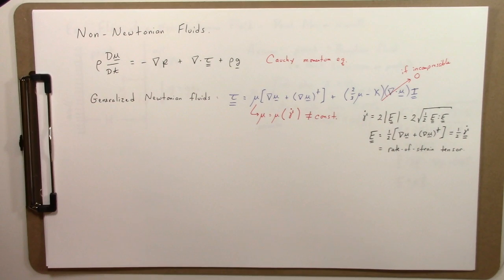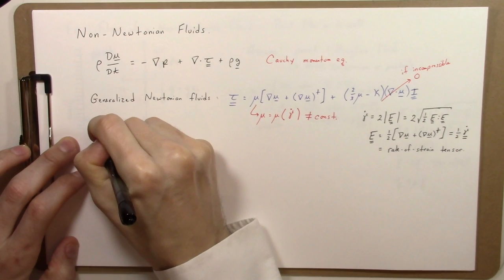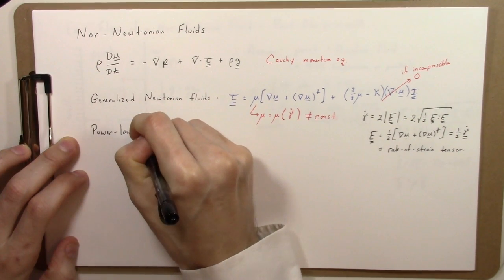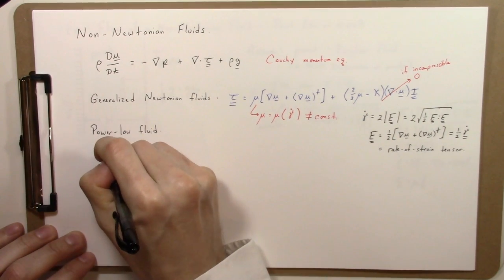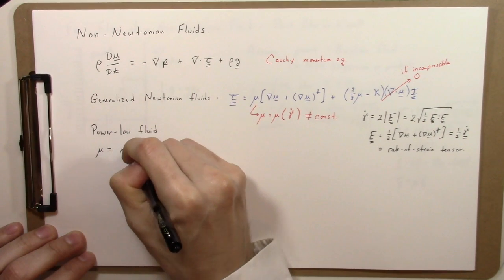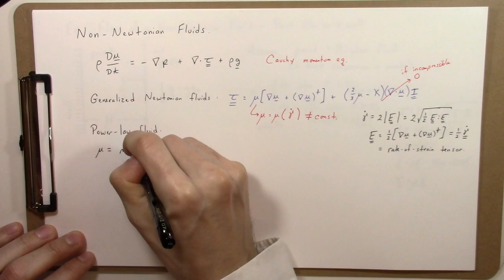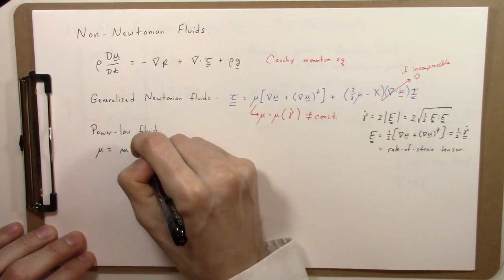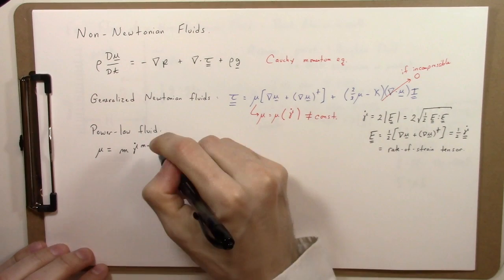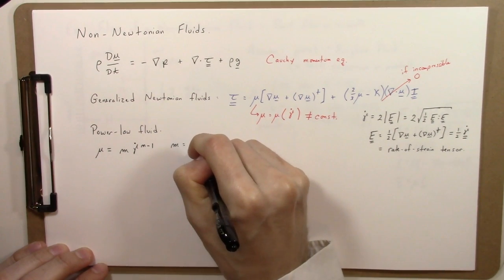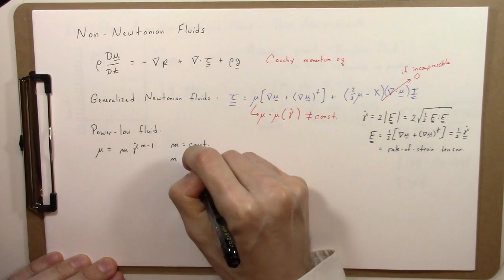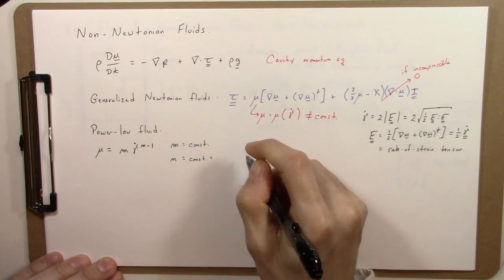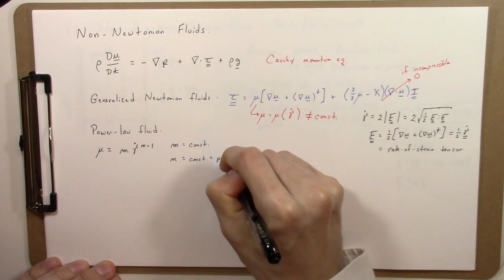So the simplest type of non-Newtonian fluid is known as a power law fluid. For a power law fluid, viscosity takes the form mu is equal to a parameter m, which is constant, multiplied by the magnitude of the rate of strain tensor gamma dot to the exponent n minus 1. So m, as we said, is a constant with units of viscosity, and n is also a constant, and it's known as the power law exponent.